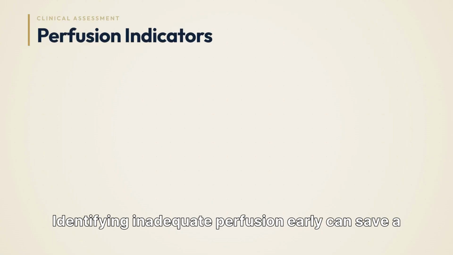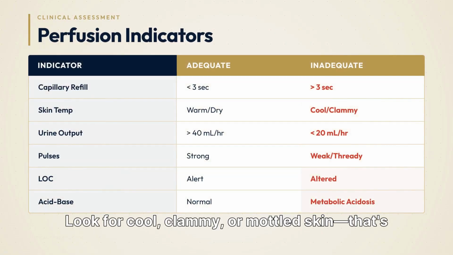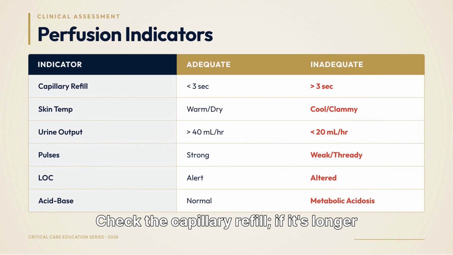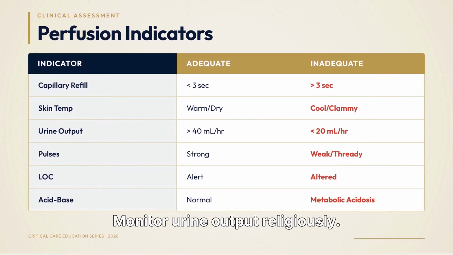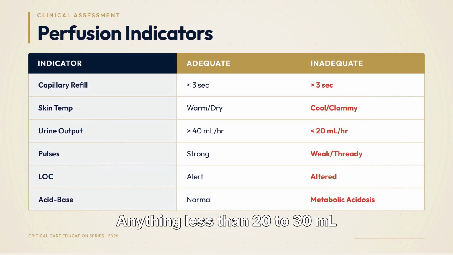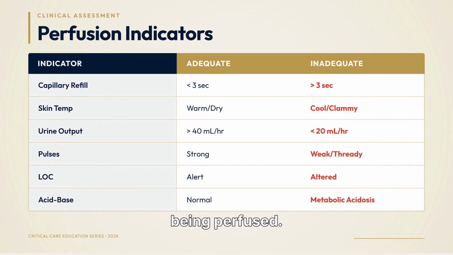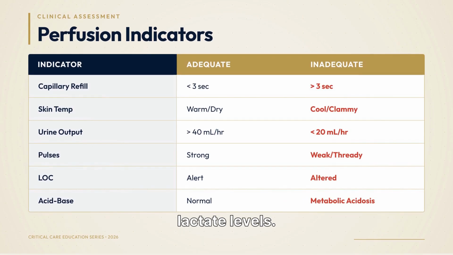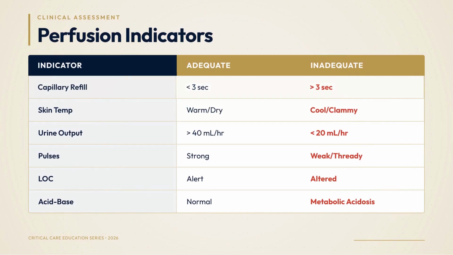Identifying inadequate perfusion early can save a life. Look for cool, clammy, or mottled skin. That's the body shunting blood away from the periphery to protect the core. Check the capillary refill. If it's longer than 3 seconds, the microcirculation is failing. Monitor urine output religiously. Anything less than 20 to 30 milliliters per hour tells you the kidneys aren't being perfused. Finally, watch for metabolic acidosis and rising lactate levels. These are clear indicators that the tissues are starving for oxygen and switching to anaerobic metabolism. This is the definition of shock.